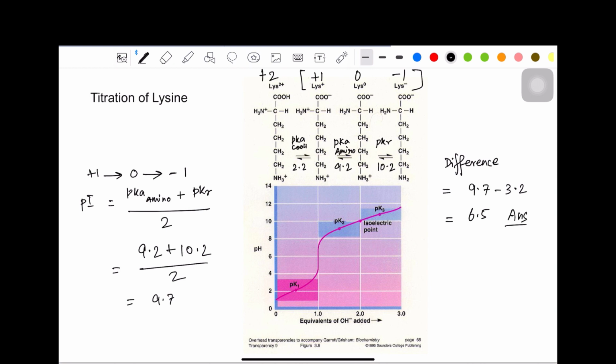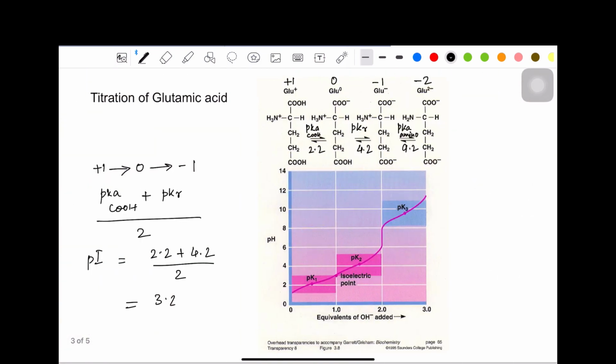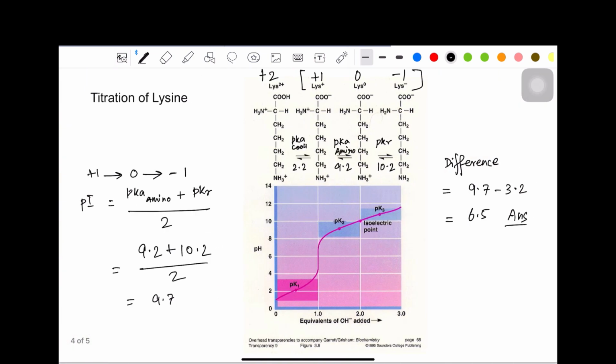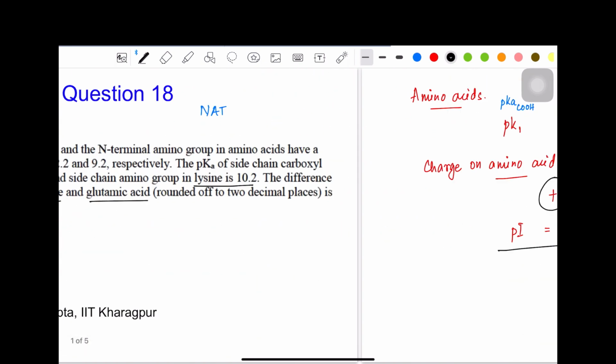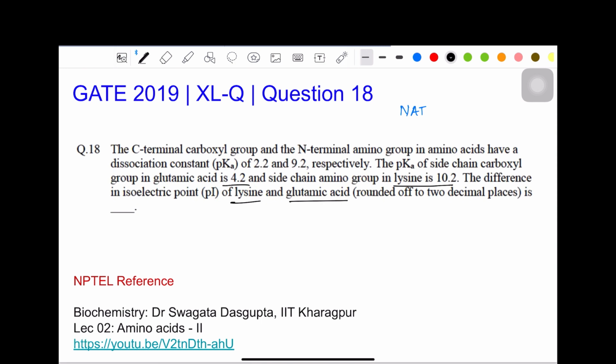So we have calculated the pI of glutamic acid, and we have calculated the pI of lysine, and we have now calculated the difference between these two. And that is what is asked in the question: the difference in isoelectric point of lysine and glutamic acid rounded off to 2 decimal places. So it will be 6.50.